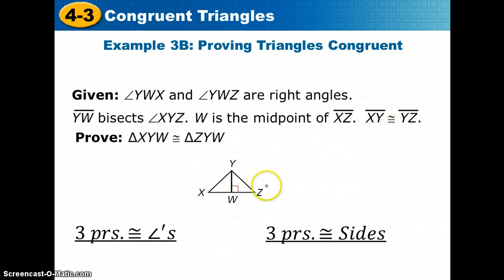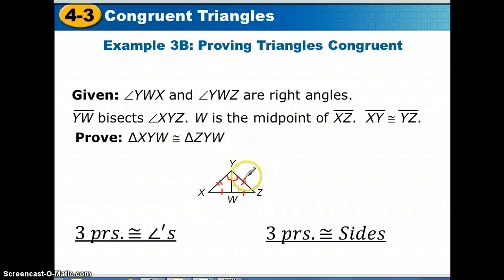So I want you to take a moment and mark the things that you think you know on this diagram. So here's what we should have marked. We have the right angles already marked there. Remember, all right angles are congruent, so there's a pair of congruent angles. We have YW bisects angle XYZ, so those are congruent angles by definition of angle bisector. We have W as the midpoint of XZ, so these are congruent segments by definition of a midpoint. And we have XY is given to us as congruent to YZ. So we just need to show that three pairs of angles are congruent and three pairs of sides are congruent.